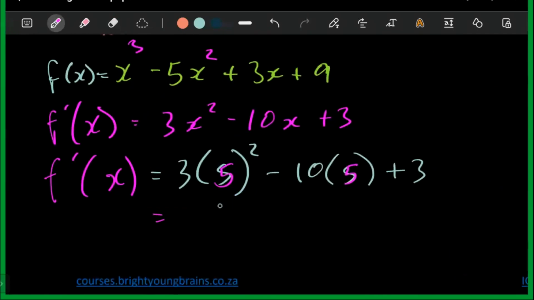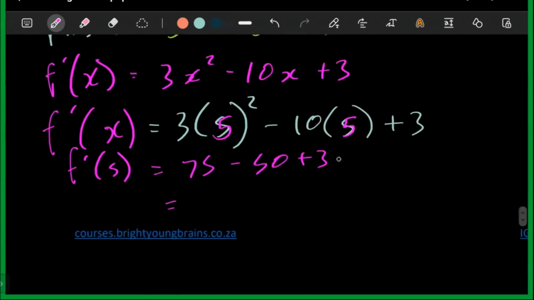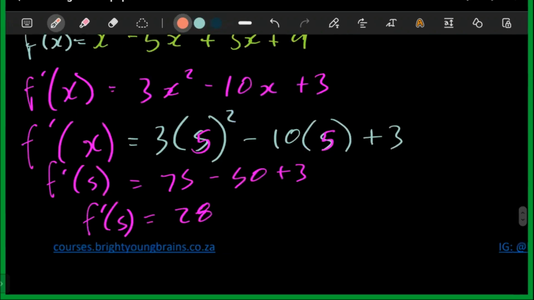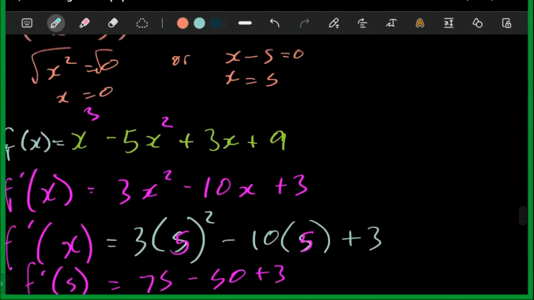So 5 squared is 25, times 3 is 75, minus 50, plus 3. The gradient at 5: 75 minus 50 is 25, plus 3 is 28. There you go. Does that make sense? Yep, we have our gradient there. Once you have your gradient at that point, you automatically have the gradient of the tangent that you are working with. Once you have that, you're home free, because now you can find this information.